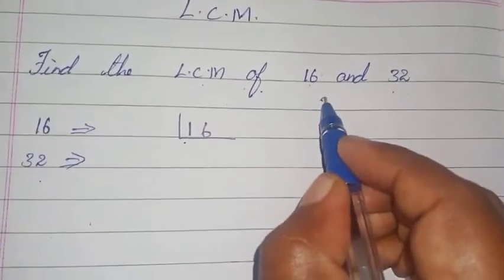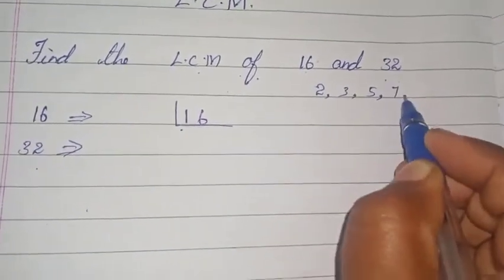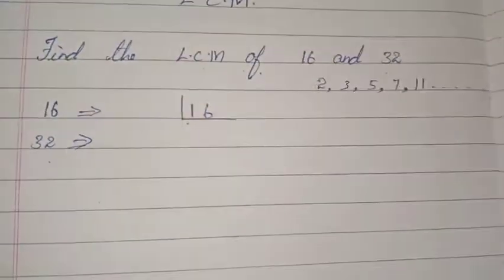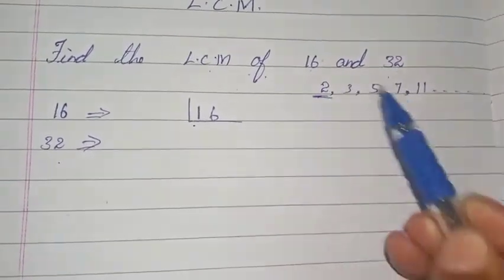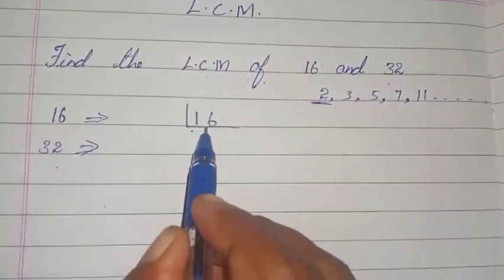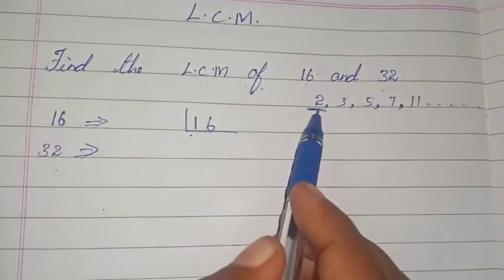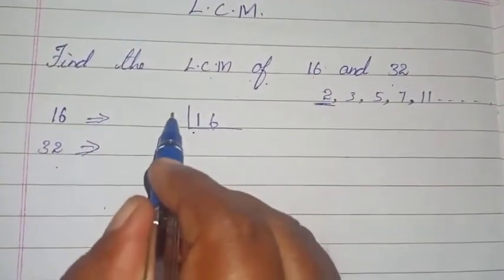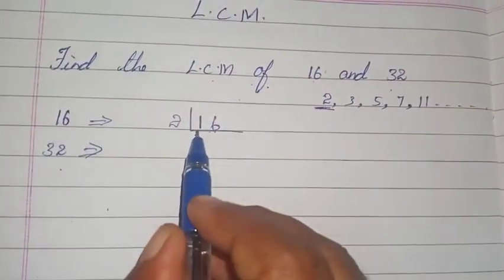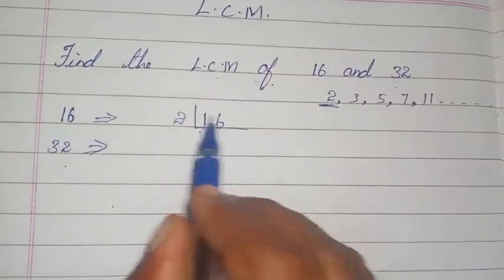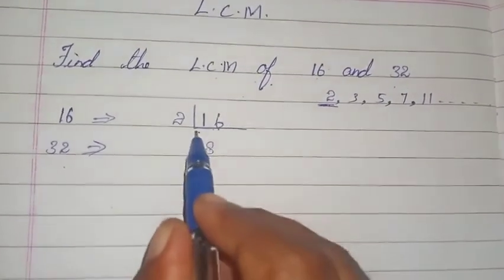The smallest prime numbers are 2, 3, 5, 7, 11 and it goes on, isn't it? So first you have to take the first prime number. You can think, this is an even number, so definitely it can be divided by 2. So you can take the 2, and then you can recall the multiplication table. How many 2s are 16? 8 2s are 16.